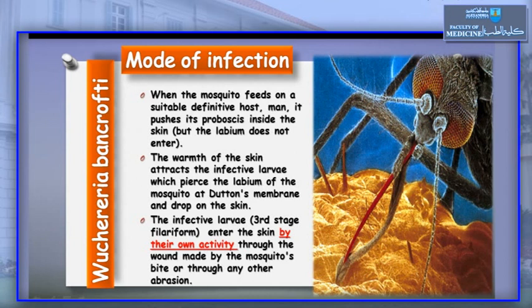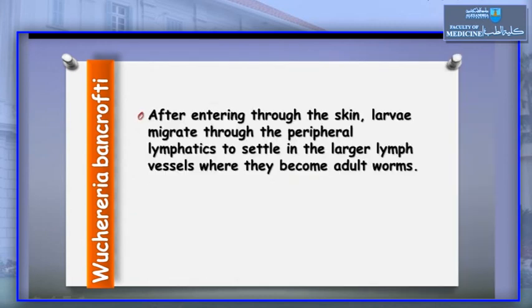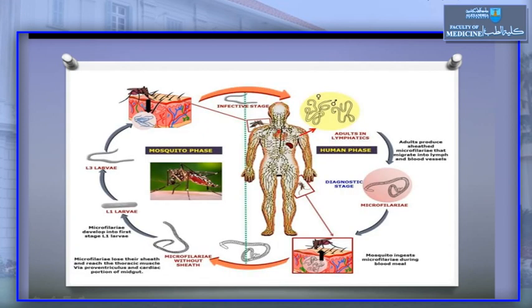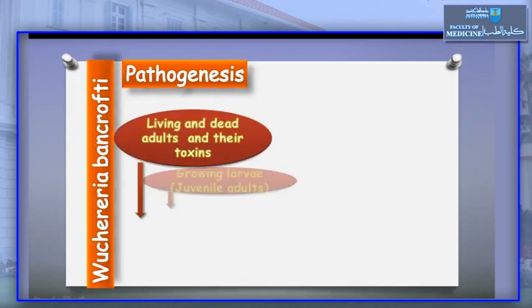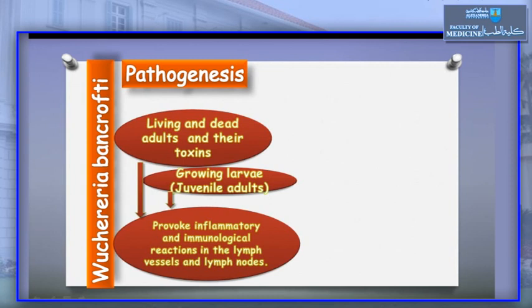The infective larvae, which are again the third stage filariform larvae, enter the skin by their own activity through the wound made by the mosquito's bite or through any other abrasion in the skin. After entering through the skin, larvae migrate through the peripheral lymphatics to settle in the larger lymph vessels, where they become adult worms.